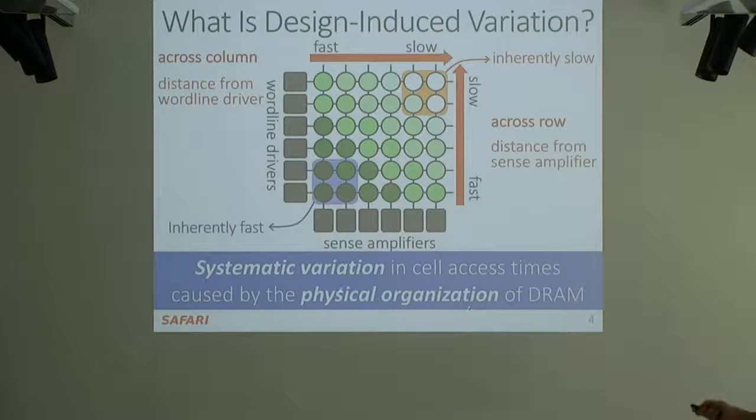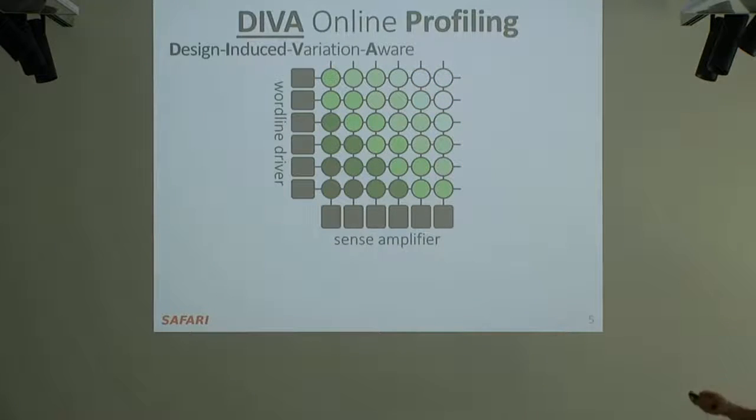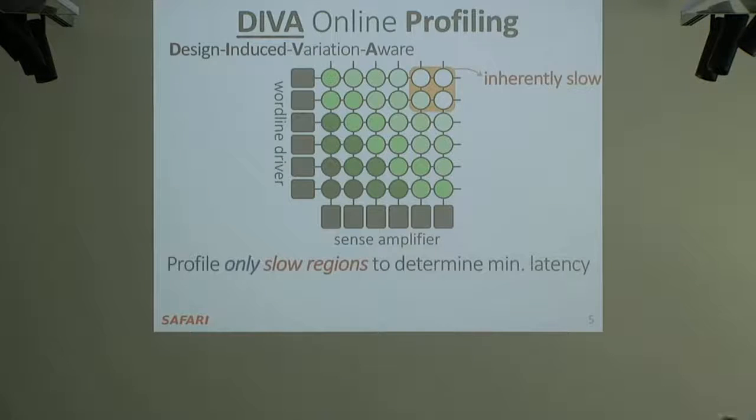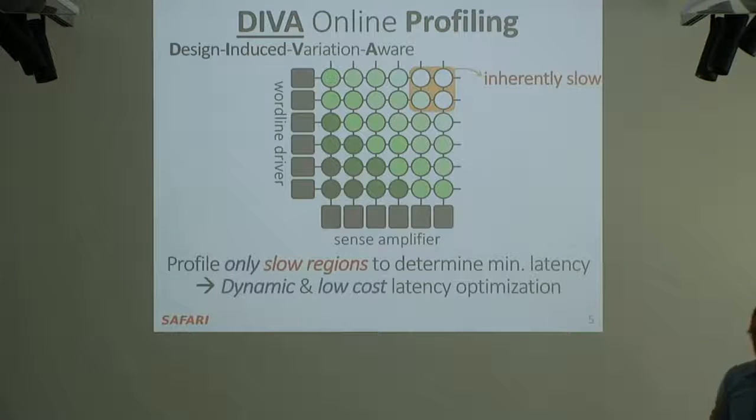Essentially, the spatial variation, systematic variation in cell access time is caused by the physical organization of DRAM. So I think this is a very good idea. Figure out those cells that are inherently slow, and only test those cells to figure out the minimum latency. But of course, that's the idea of DIVA online profiling, design-induced variation aware. The inherently slow cells are provided by someone, and the memory controller profiles only those slow regions to determine the minimum latency. Of course, you'll tell me that this is dynamic and low cost, and the paper has a lot of detail on how to do this.